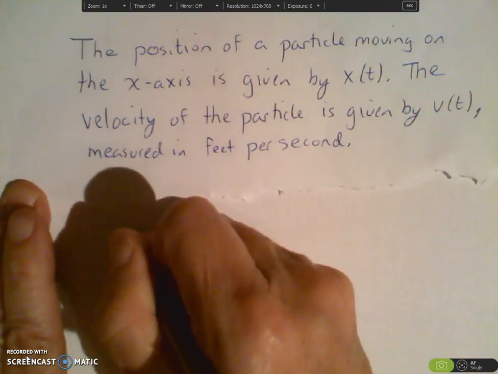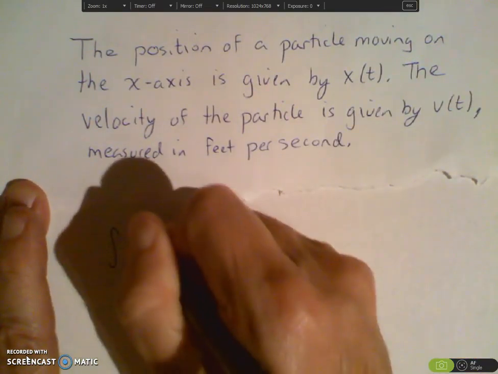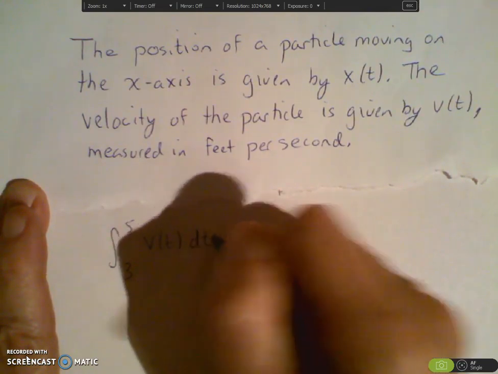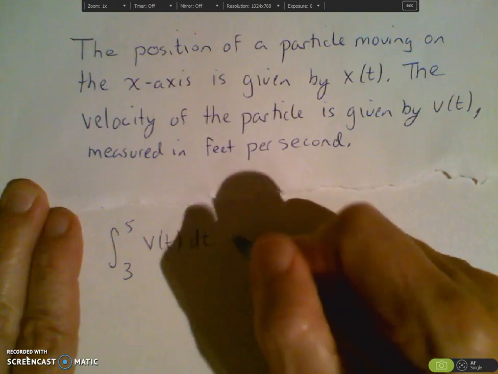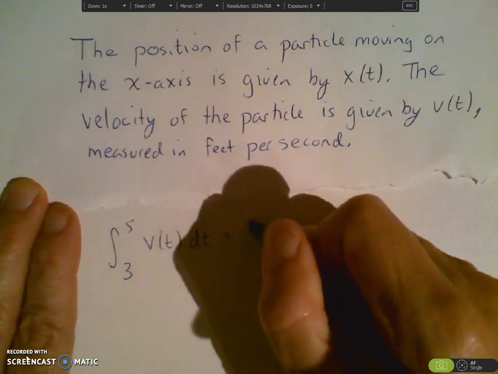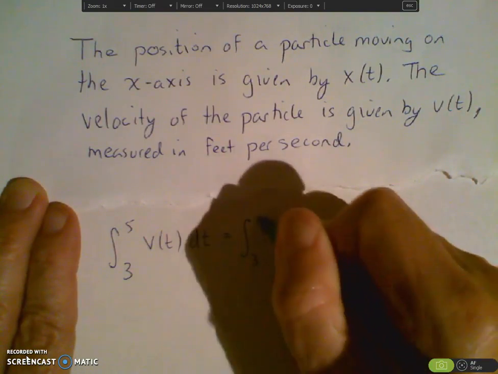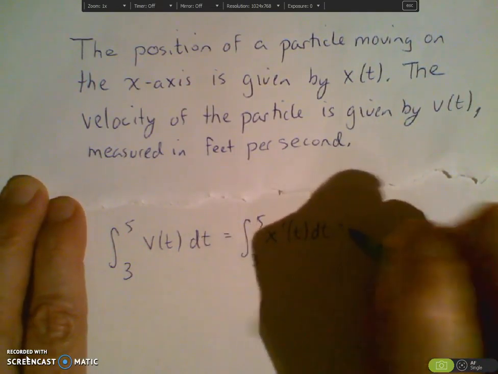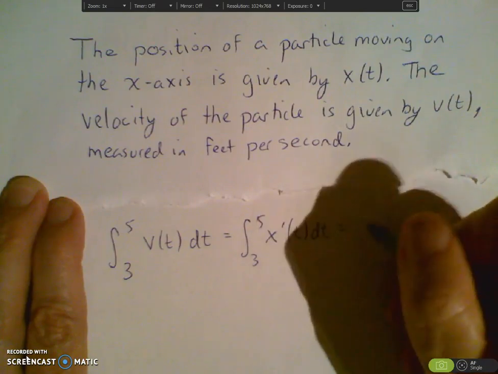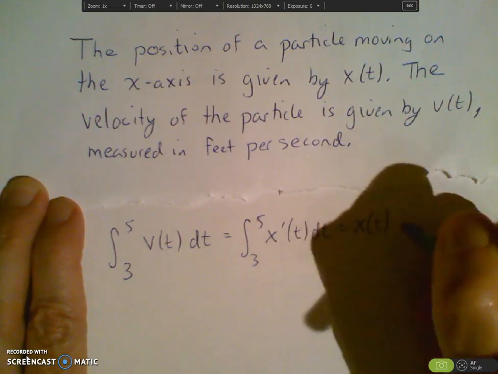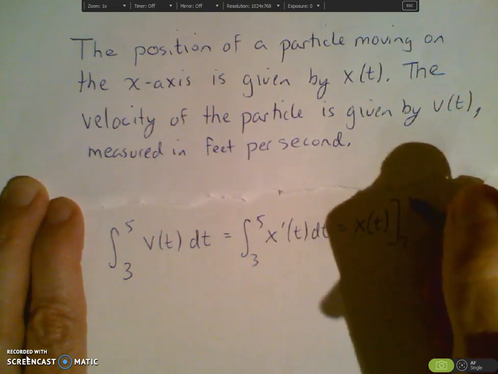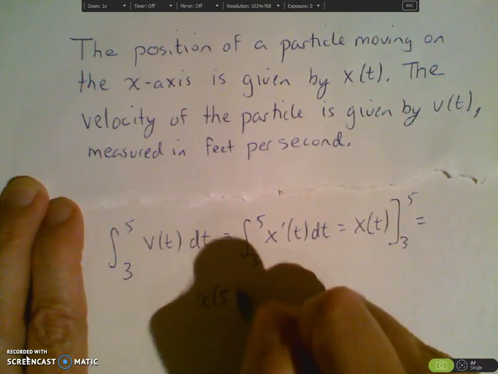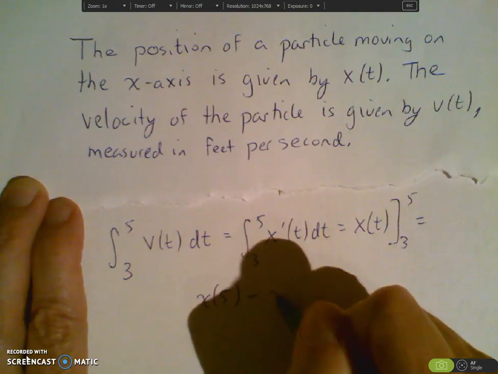If we were to encounter this definite integral expression, integral from 3 to 5 of v of t dt, we need to remember that velocity is the derivative of position. And so this is the same as x prime of t dt. And when we integrate x prime, we're back at x, which we would then evaluate from 3 to 5.